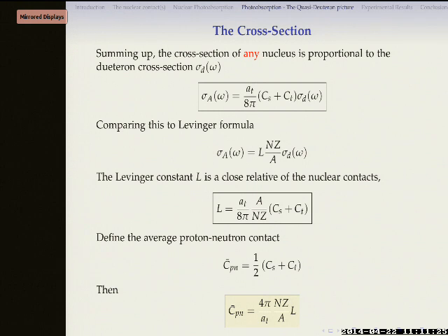So now I get this cross section for the photoabsorption of a general nucleus, and we see that this is proportional to the scattering length in the triplet state times the sum of these two contacts, the singlet and the triplet, and times the Newton photoabsorption cross section. And now I can compare it to Levinger's formula, and immediately I get this relation that the Levinger constant is nothing but the two nuclear contacts times some known parameters.